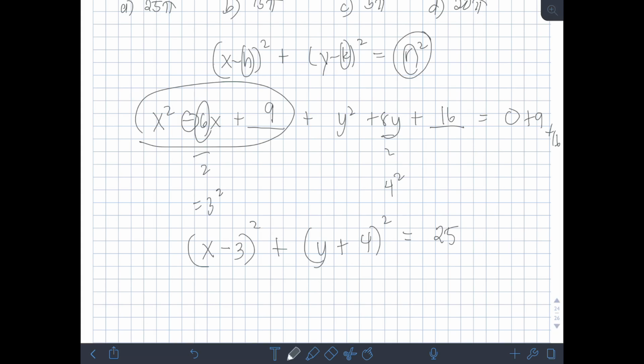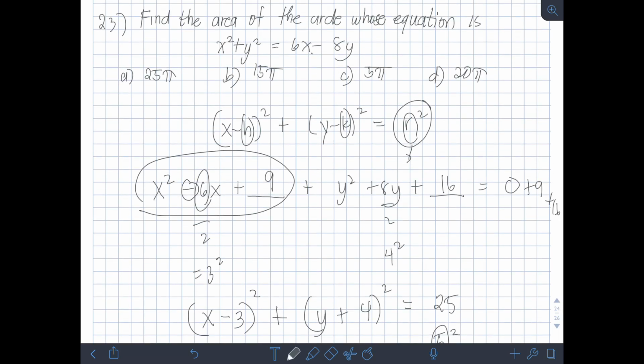Now, para maging r squared tayo, masolve natin si r. Pwede na itong i-write as 5 squared, right? So, yung r natin bali dito ay 5. Tapos, yung center natin dito ay (3, -4). So, alam na natin yung radius nung circle na to. So, therefore, masasolve na natin yung area.